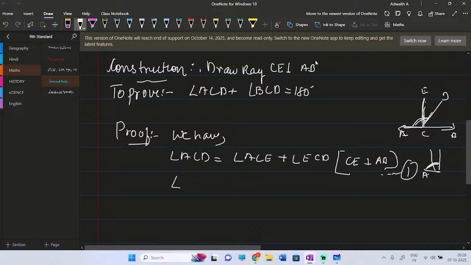Now second, angle BCD. We know that this is given. It's already given. Very true. This is the entire angle BCD.